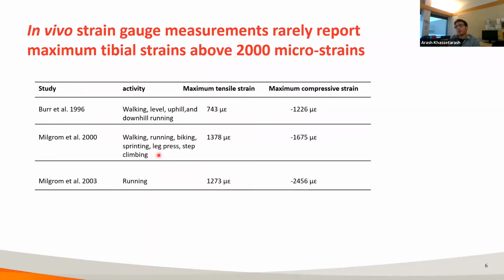And Milgram and colleagues in 2003, using quite a similar method, reported a maximum compressive strain of 2400 microstrain and a maximum tensile strain of 1200 microstrain. We previously mentioned that the cortical bone will survive a couple million cycles before failure in these strain ranges. So by that logic, stress fractures should not happen in real life. But we know that stress fractures happen way before even 100,000 cycles of loading. Therefore, there is a clear discrepancy between the strain gauge observations and real life.